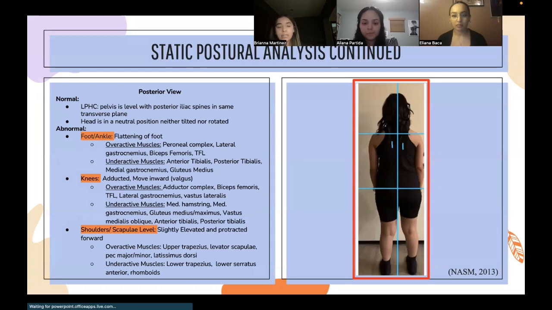However, it is different in the sense that we can see her scaps and the level of her scaps. So this can be due to poor posture, or due to the fact that she might favor a side that is making it lean more. In this case, we can see that it is more of a right lean. So it's slightly elevated and is protracted forward a little bit, leading to the overactivity of the upper traps, levator scap, pec major and minor, and the underactivity of the lower traps, lower serratus anterior, and rhomboids.